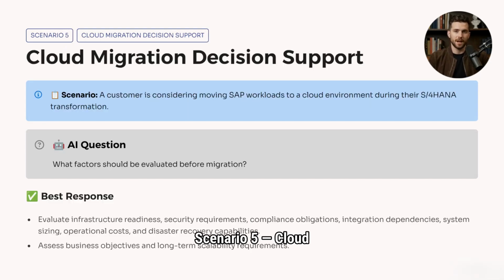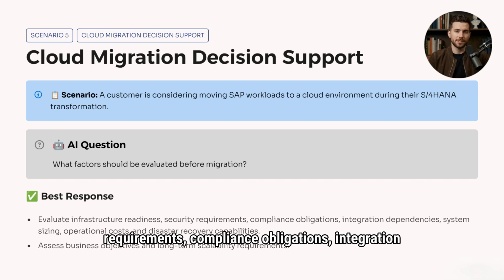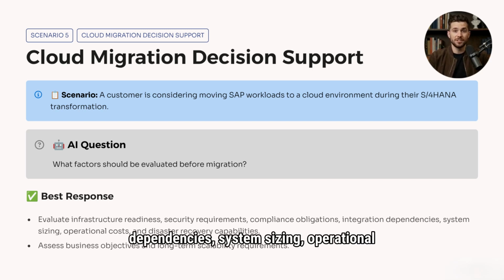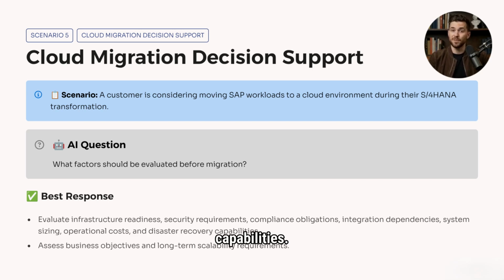Scenario 5, cloud migration decision support. A customer is considering moving SAP workloads to a cloud environment during their S/4HANA transformation. AI question: what factors should be evaluated before migration? Best response: I would evaluate infrastructure readiness, security requirements, compliance obligations, integration dependencies, system sizing, operational costs, and disaster recovery capabilities. I would also assess business objectives and long-term scalability requirements.